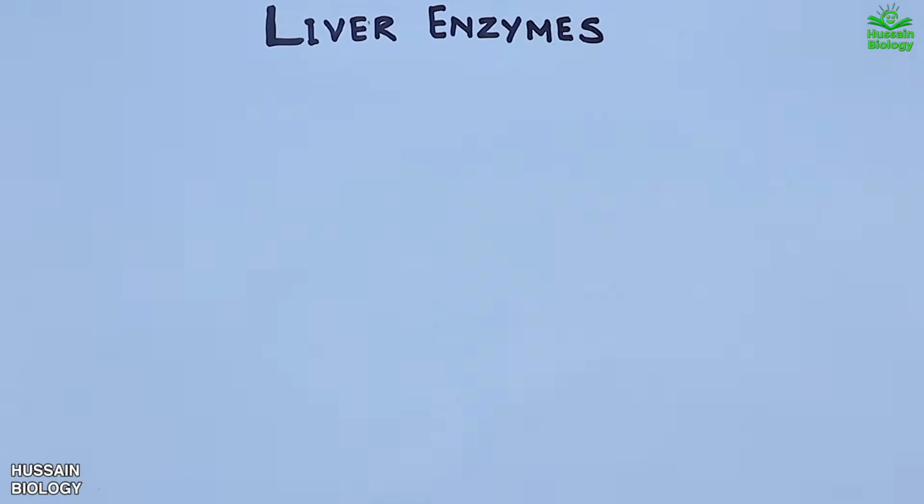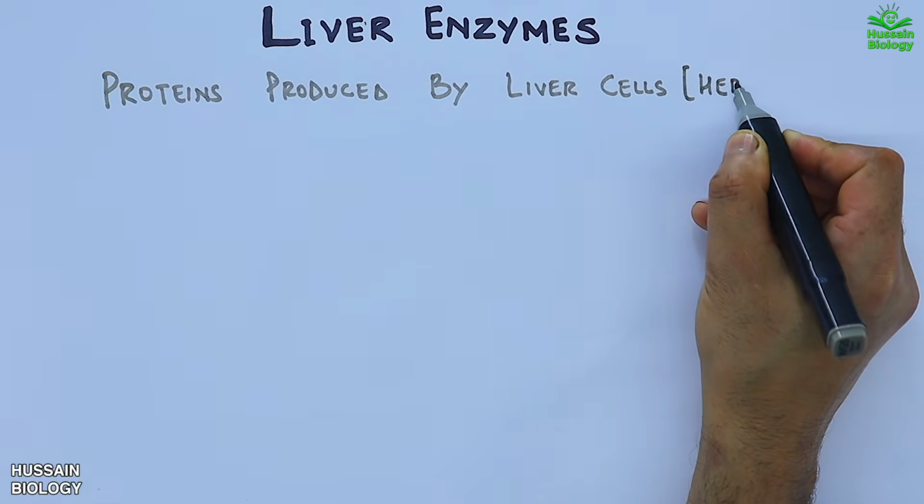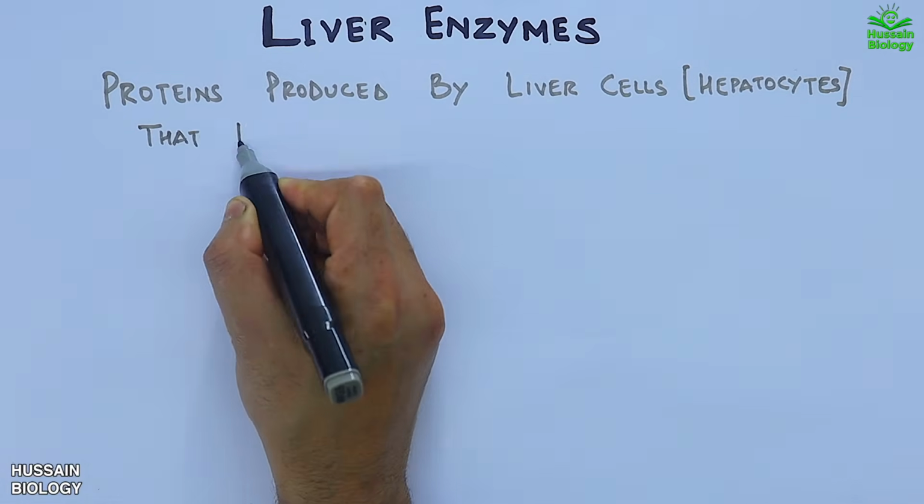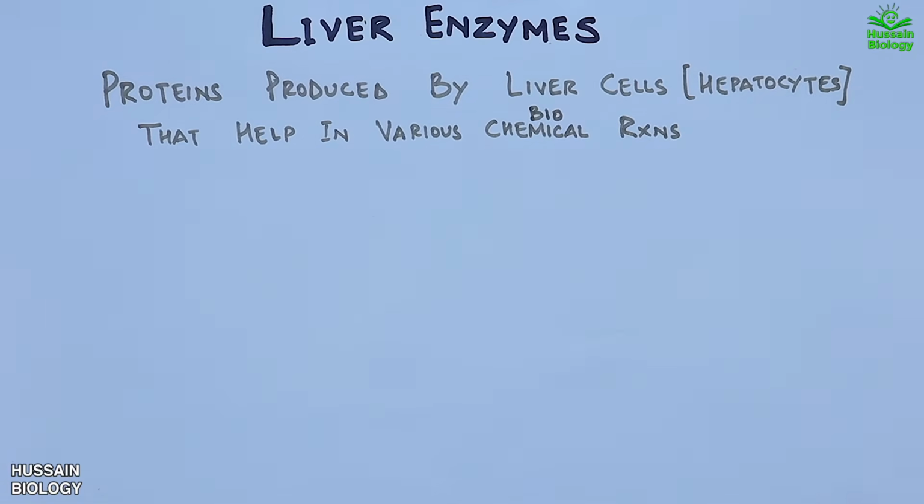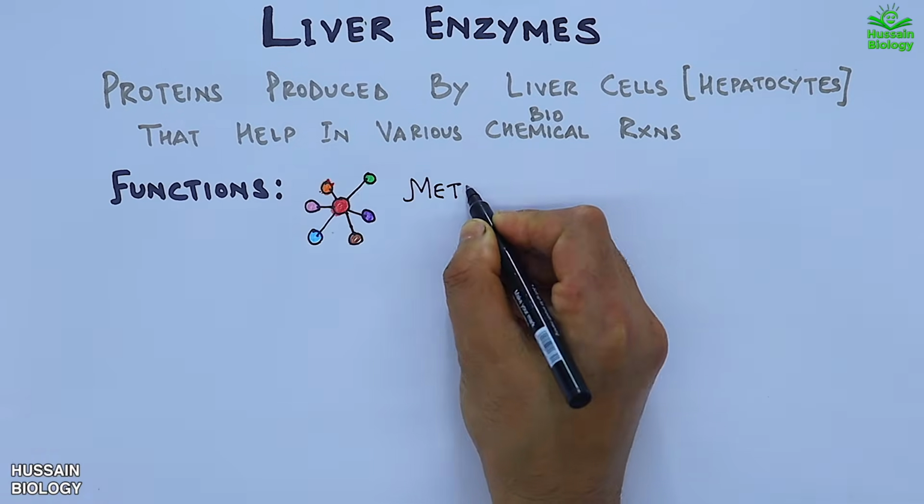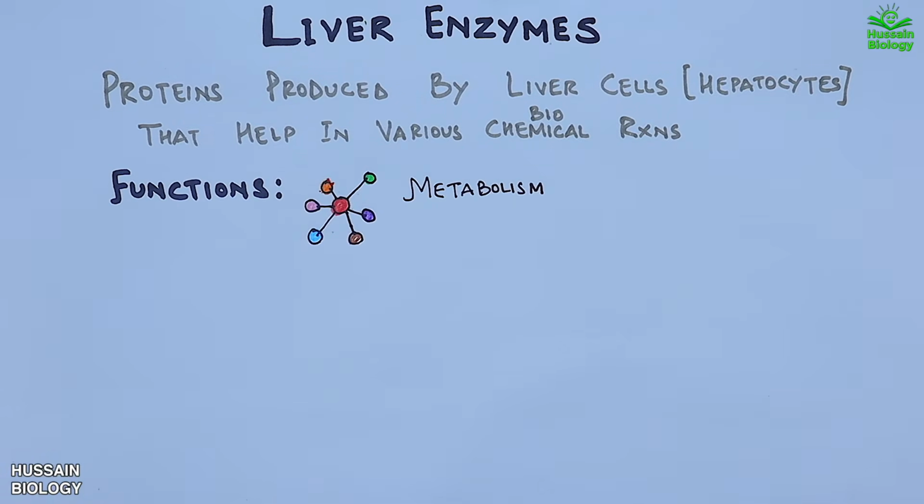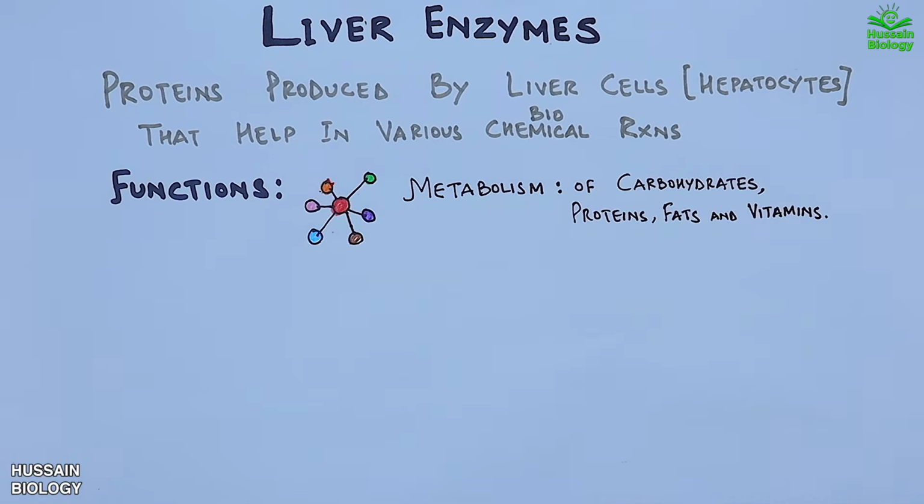In this video, we are going to discuss the liver enzymes. Liver enzymes are proteins produced by liver cells, also known as hepatocytes, that help in various chemical reactions inside the body. These enzymes perform several important functions. One of their major functions is metabolism. They help in the metabolism of carbohydrates, proteins, fats, and vitamins.